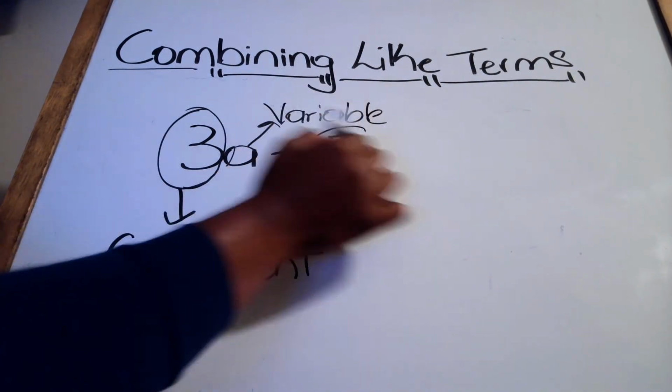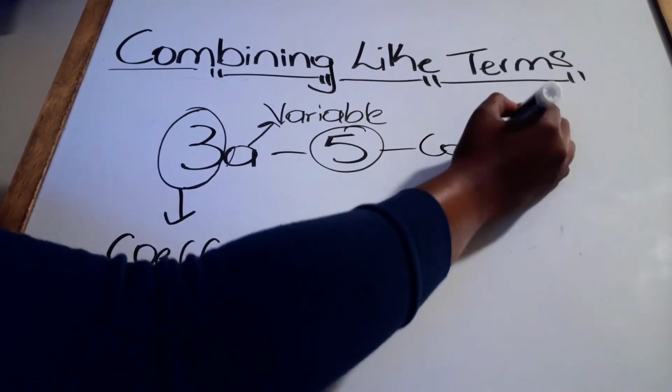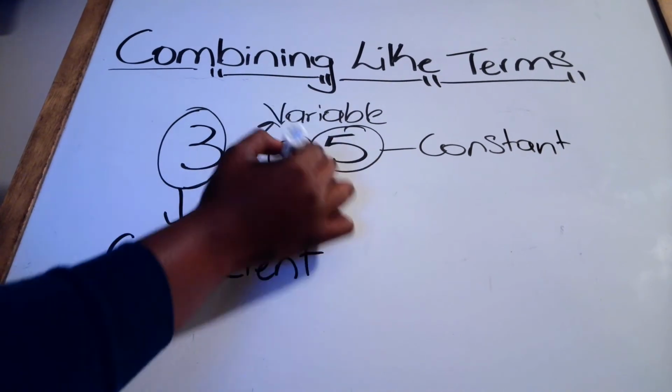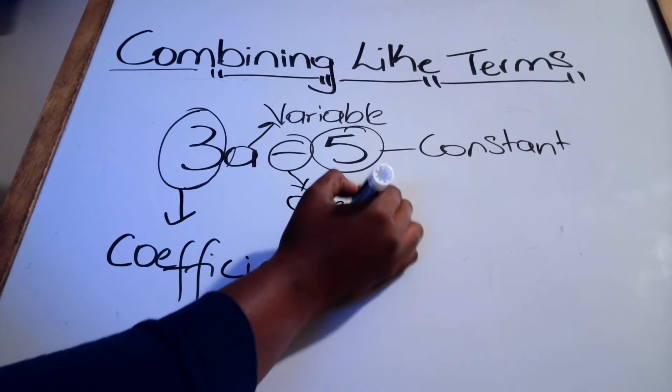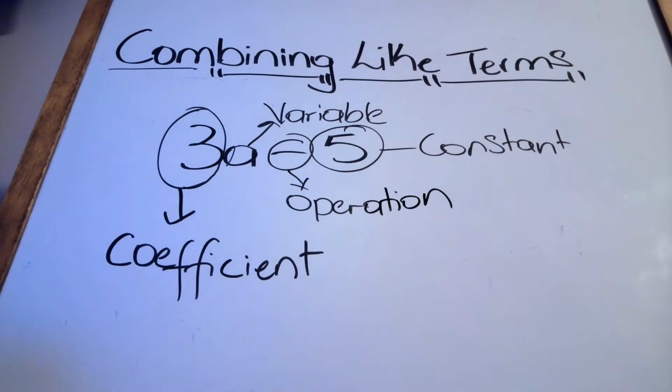This number here, we call it a constant. It does not have a variable attached to it. And any sign that separates, we call that the operation. Alright? So that we call the operation.